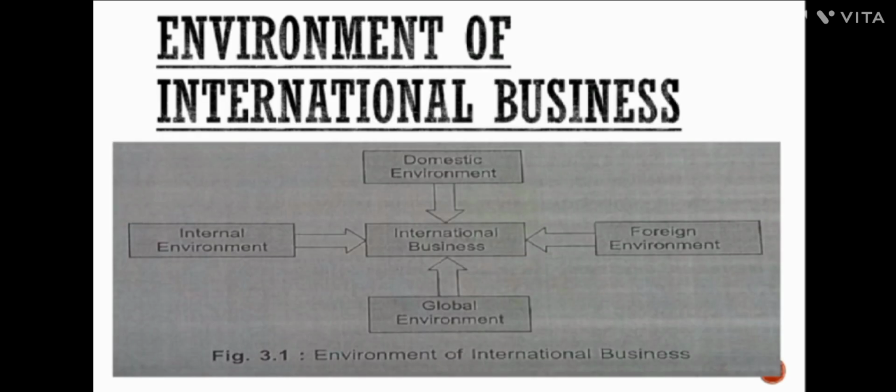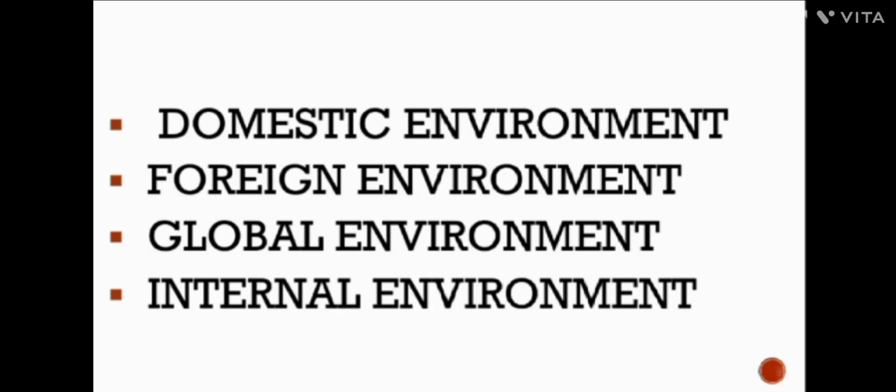Now moving further, the environment of international business. What are the different types of environments of international business? There are four types: domestic environment, foreign environment, global environment, and internal environment. These are the environments of international business. Now we will learn in detail what these environments are.